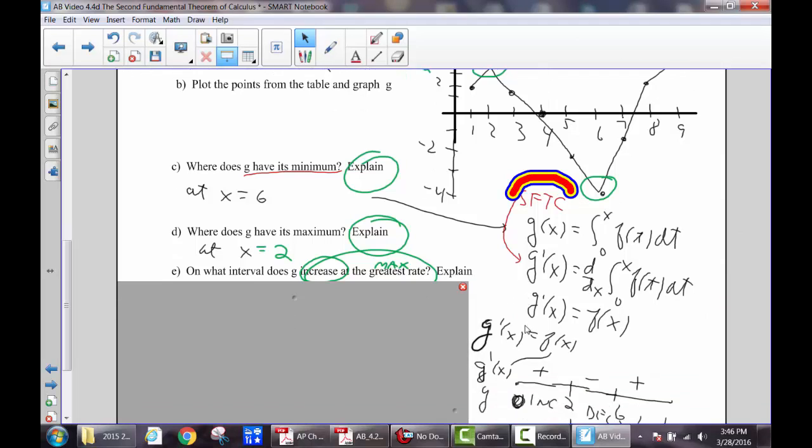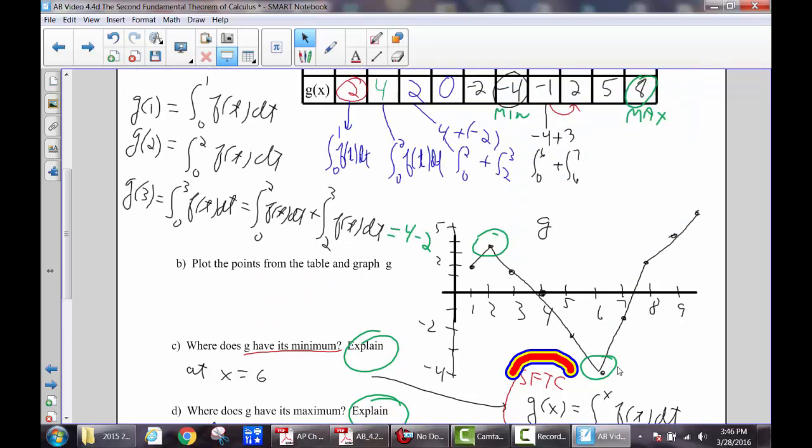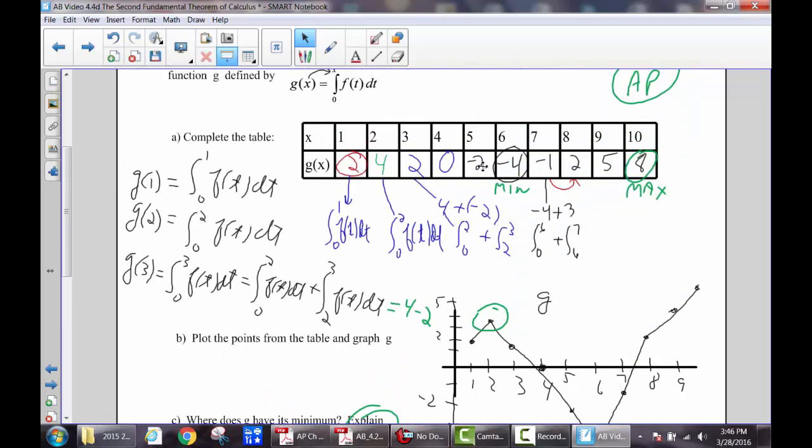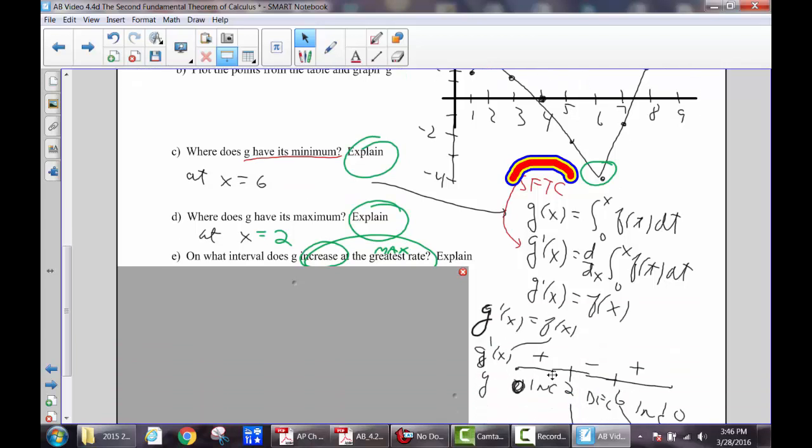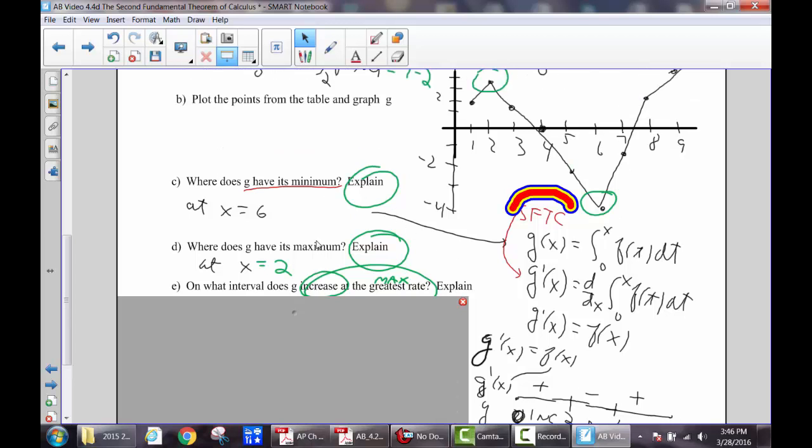Because you'll be able to explain that your first derivative is positive between 0 and 2, negative between 2 and 6, and positive between 6 and 10, right? Which you can see right here. So that means your g is increasing, decreasing, increasing, and that's why it's going to have a min at 6 and a max at 2.